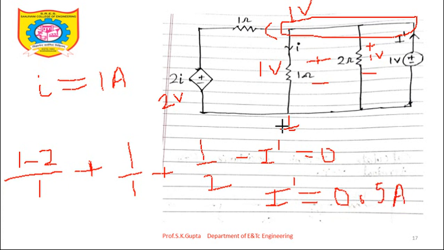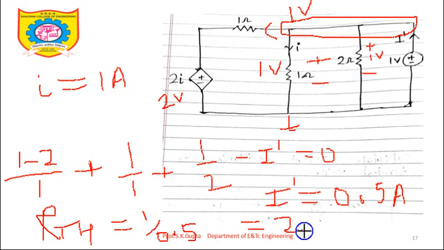So what is the Thevenin resistance value? RTH equal to 1 volt divided by 0.5. So 1 divided by 0.5 is how much? 2 ohm is the Thevenin resistance. So RTH is 2 ohm, the answer for this question. Okay.